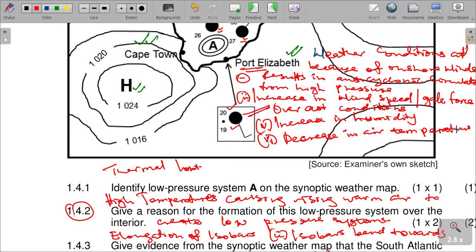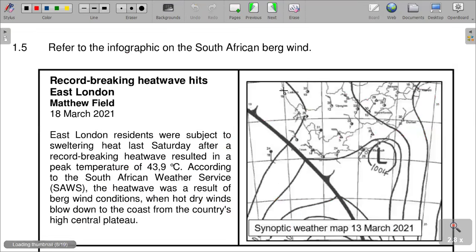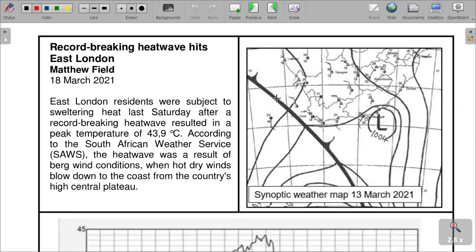So let's quickly go to the next question. It's an infographic of South African berg winds. Record-breaking heat wave hits East London, Matthew Field, March 2021. And then we also have our cold front there, and a low pressure cell there.